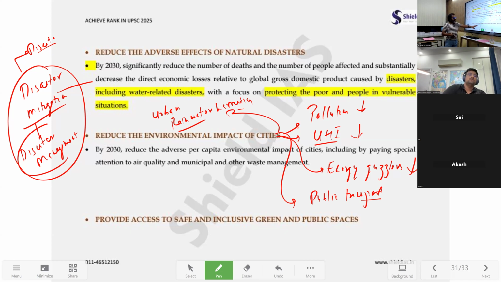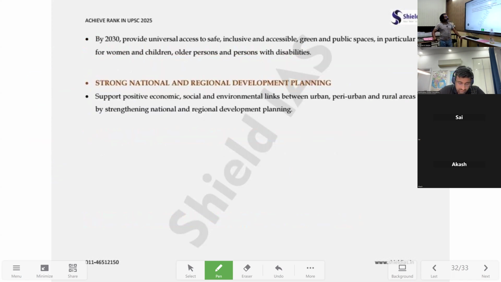Also provide access to safe and inclusive green and public spaces. This is a very, very important component of a relaxing urban life. And yes, what we also require is strong national and regional development planning. A country like India has got good planning on paper, but very poor implementation. And implementation improves on the basis of what? Improving the governance methods, all stakeholder participation.